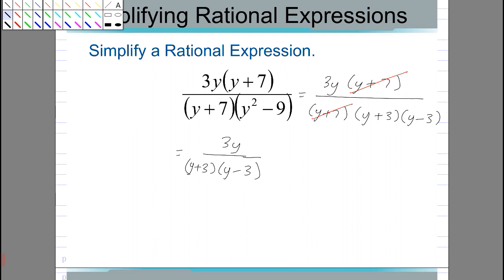And that is our answer. Everything is factored completely. We've canceled out anything that's the same on both, so it is in its simplest form.